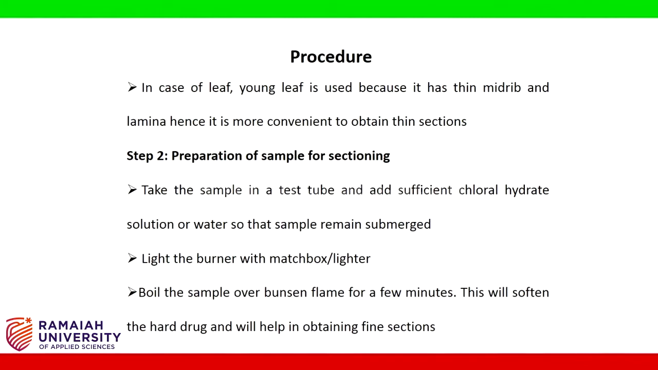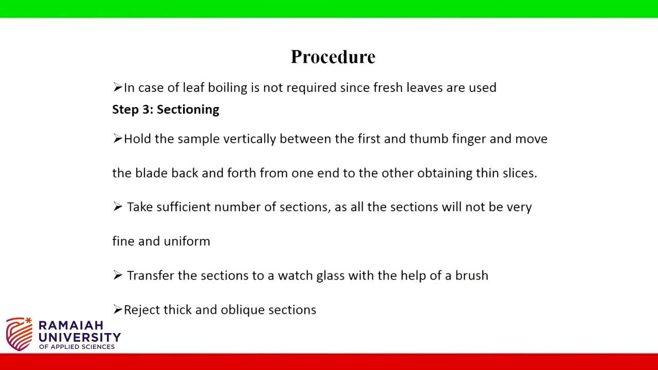Step 2. Preparation of sample for sectioning. Take the sample in a test tube and add sufficient chloral hydrate solution or water so that the sample remains submerged. Light the burner with matchbox or lighter. Boil the sample over Bunsen flame for a few minutes. This will soften the hard drug and will help in obtaining fine sections. In case of leaf, boiling is not required since fresh leaves are used.